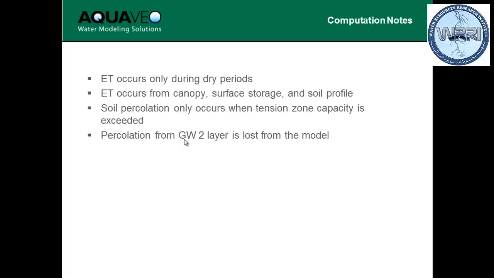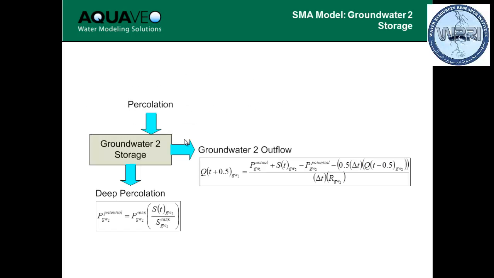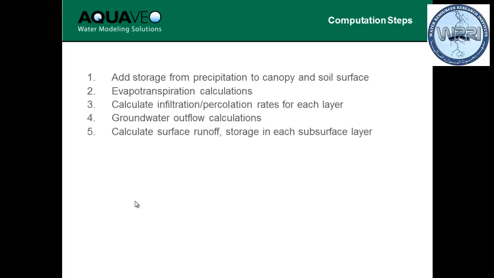Percolation from the groundwater 2 layer is totally lost from the model. So anything that goes out of this bottommost layer, deep percolation, that's completely lost. You'll never see that water again. Okay? So if I were to do this by hand, if I were to compute the amount of water in each of my layers by hand, these are the steps I would take.